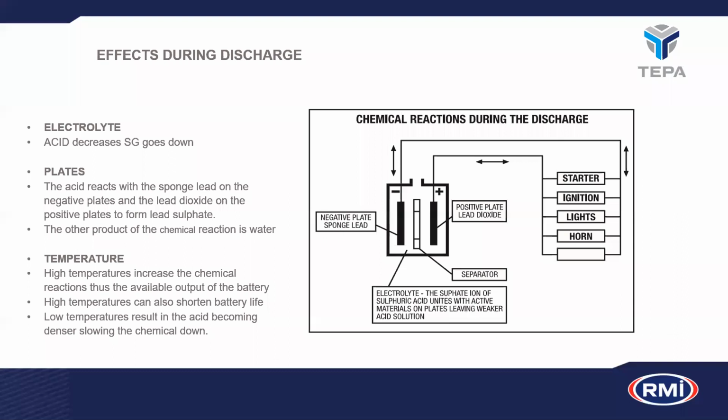And low temperatures result in the acid becoming denser and slowing the chemical reaction down. So hence in winter, you will find that a battery that is marginal, when the temperatures drop, the acid process becomes slowed down, and hence you suddenly find on a very cold winter morning, your vehicle won't start, and that's because the acid in the battery has now reached a point where it cannot deliver at the required level to create the current that you need in the current draw.